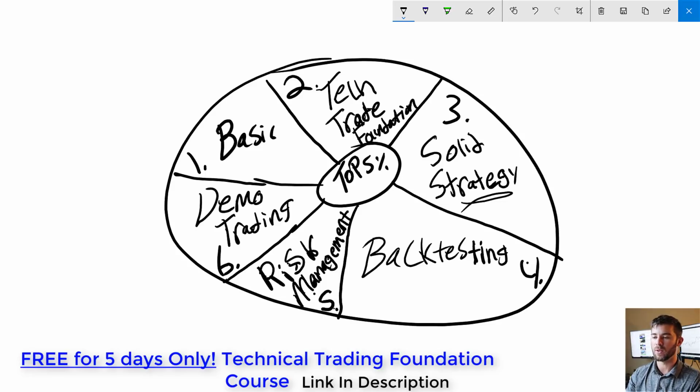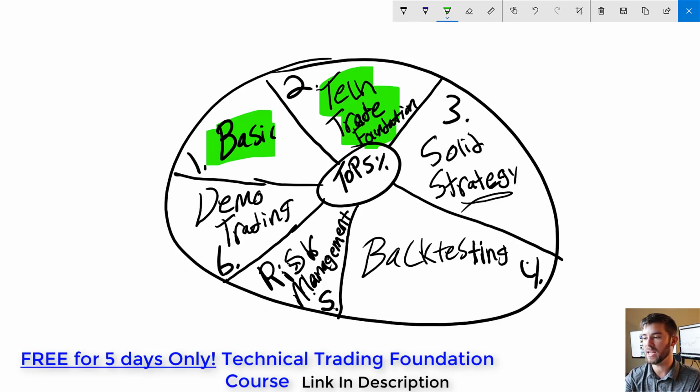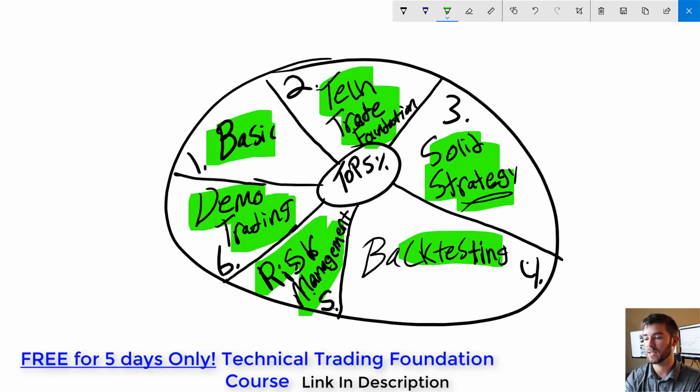So now that we have all of this listed, to create this top 5% trader, we know we need all of these to be green. We know we need to have a green, meaning a mastery level understanding of each one of these. And if you don't, guys, that could be contributing to a lack of success in your trading.